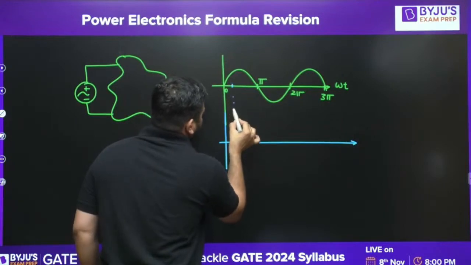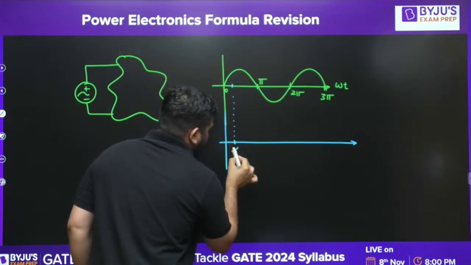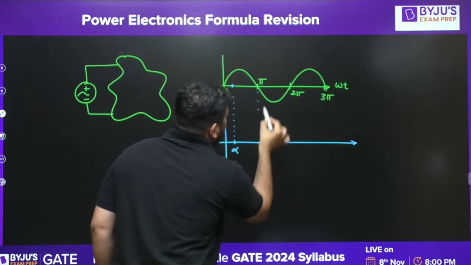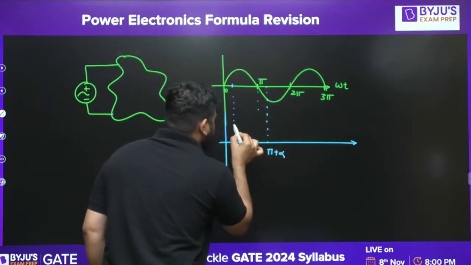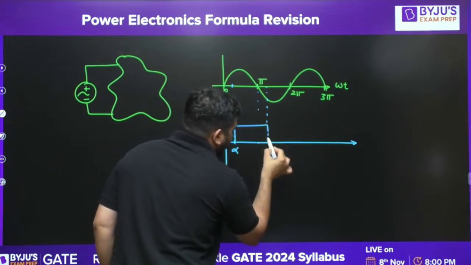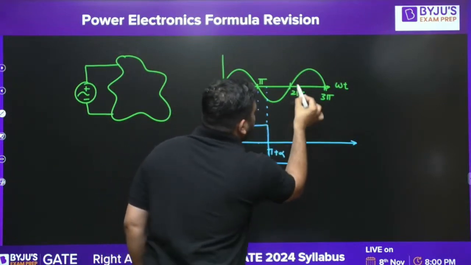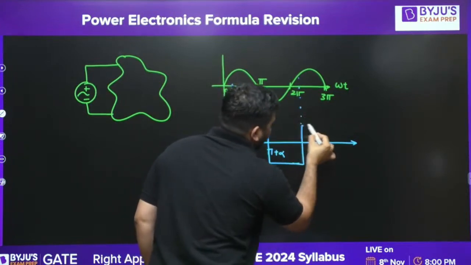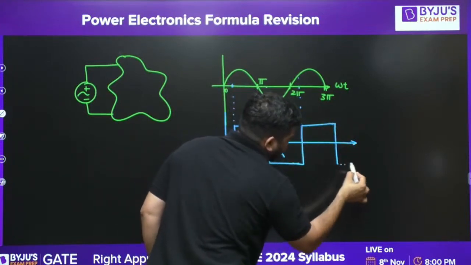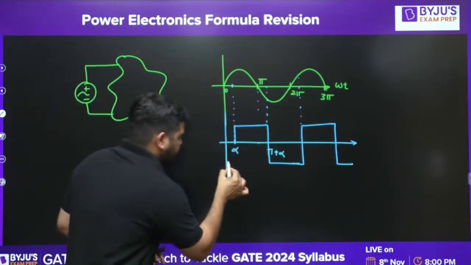Let's say this is alpha, and here is pi, and here it is pi plus alpha. Let's say the current is a square wave and it is like this.